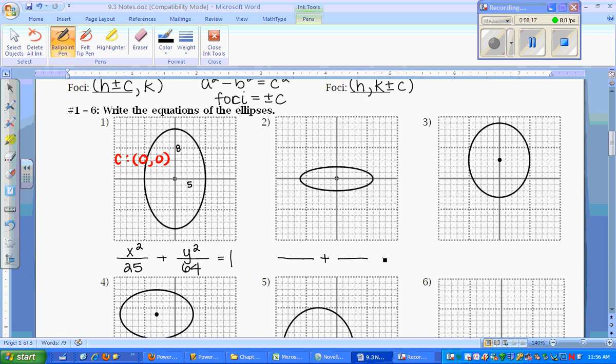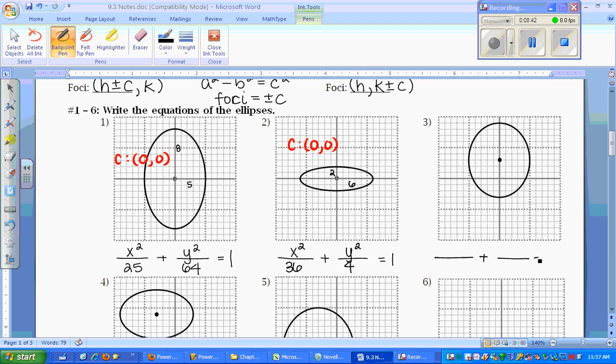Moving on to number 2, two fractions added equal to 1. The center is still at 0, 0. X squared and y squared go on the top. My x radius is 6, so I square it and write 36. My y radius is 2, so I square it and put 4.